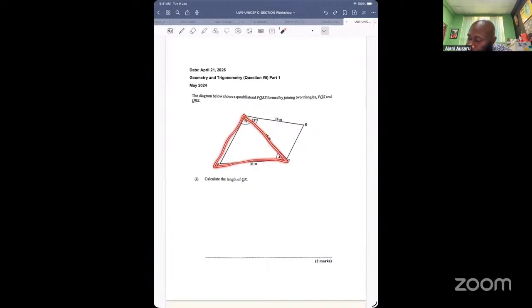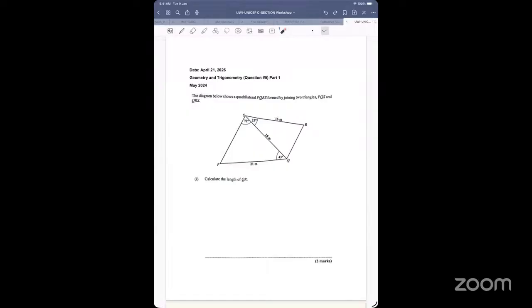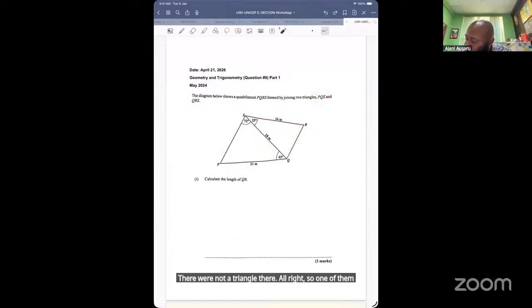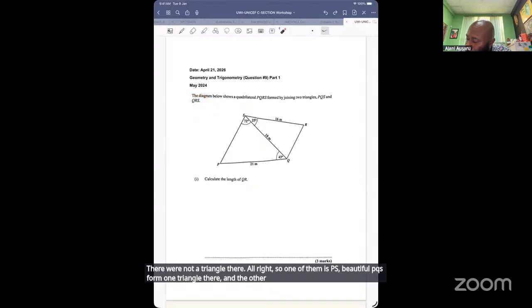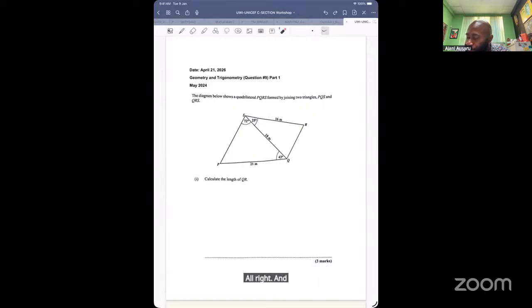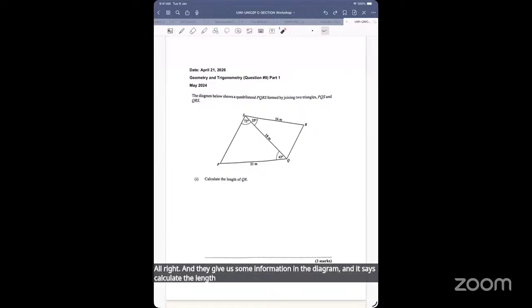This is one triangle, right? We have another triangle there. All right, so one of them is QS, beautiful. PQS forms one triangle there, and the other triangle is formed by QRS, as you see me highlight there. All right, and they give us some information in the diagram, and it says calculate the length of QR.